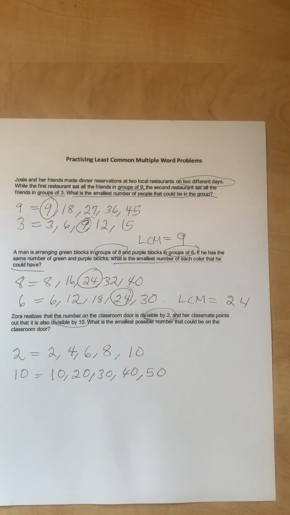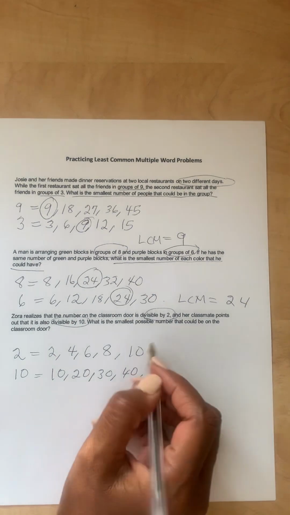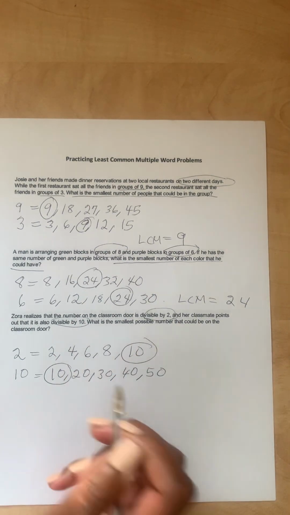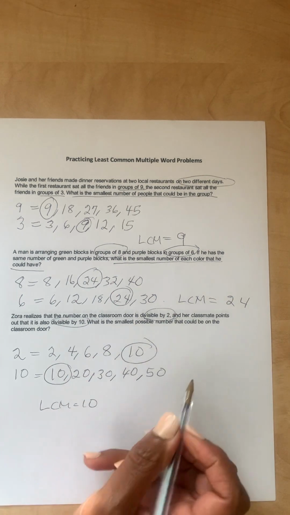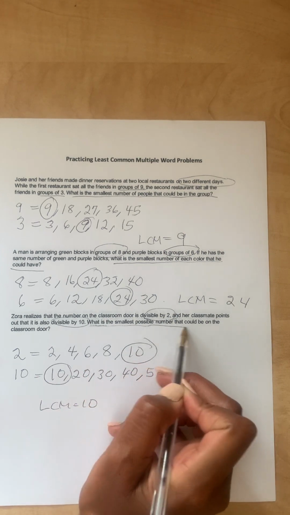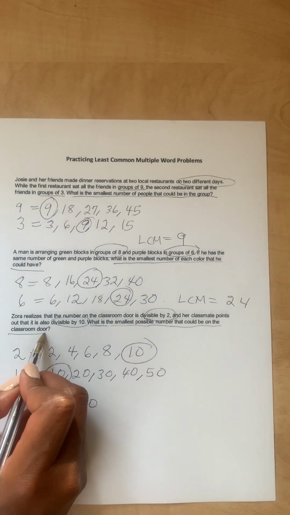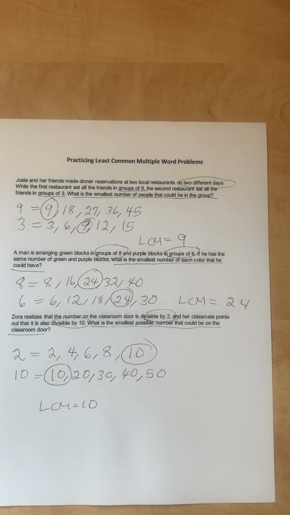So within our lists, we're looking for the smallest number that appears in both, right? And that number is actually 10. See that? So your least common multiple is 10. And the answer to this question, what is the smallest possible number that could be on the classroom door, is 10. That's it.